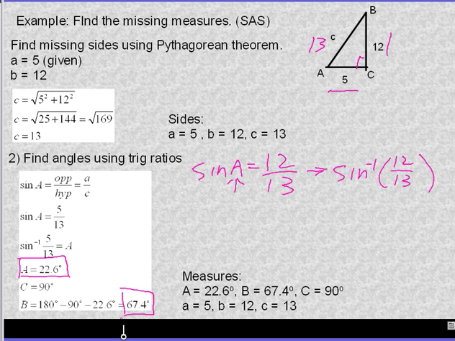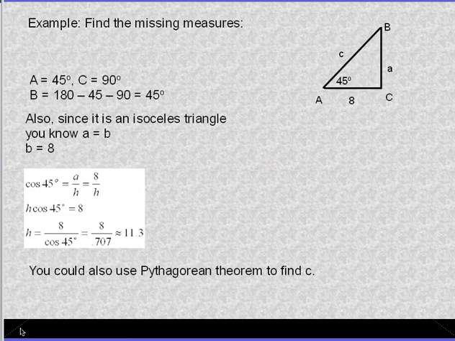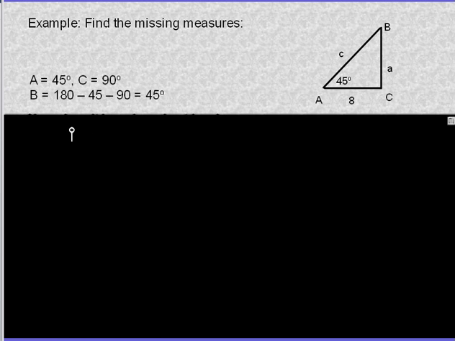All right. The last example I have, find the missing measures. I think maybe this was supposed to be for you, but I'm ending up showing you the last one you will definitely do. So here, I use triangle sum. This is a 45, 45, 90. So you can go through a lot of work, but once you find this, you might notice this is isosceles, so these two sides are congruent.